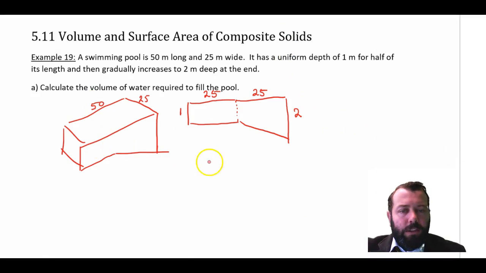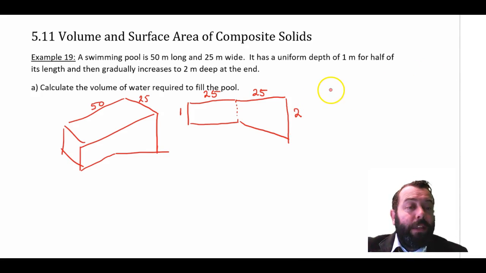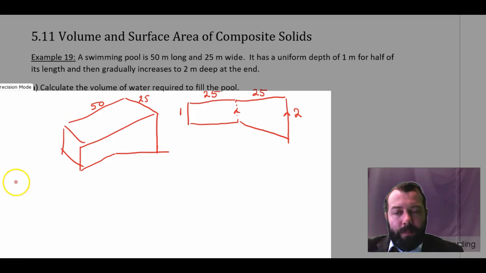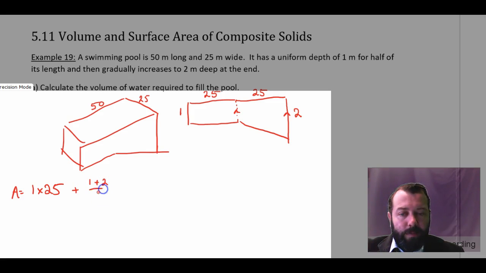Okay. So, when I'm working out the volume, the first thing I need to do for a prism is work out the area of the base. And I have two different shapes here, a rectangle, and this here, can we see that it is a trapezium? Okay, I've got a pair of parallel sides. So, my area equals 1 times 25, that's the area of the rectangle on the left, plus, now the average of my parallel sides, 1 plus 2 over 2, times the distance between them, which is 25.